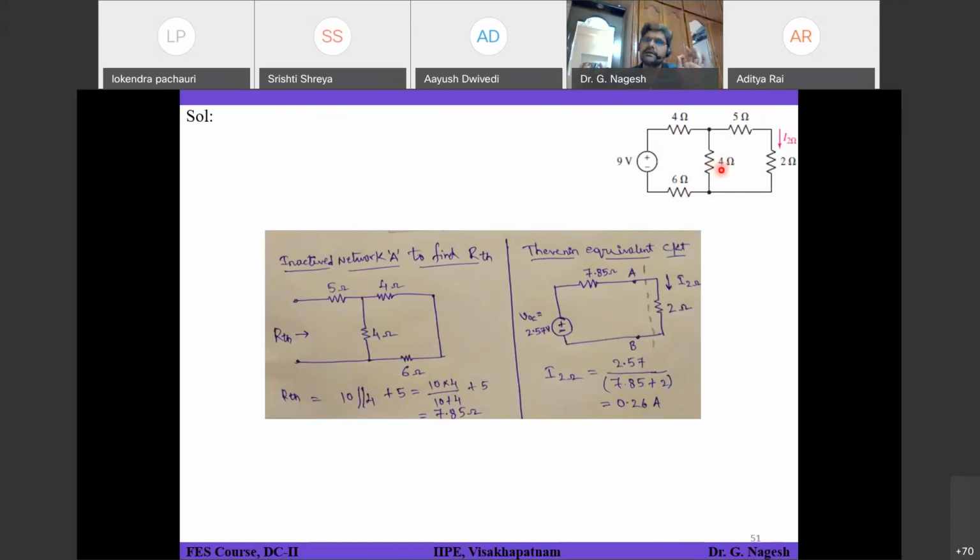Then you have to find the voltage across these two terminals, VOC. That will be your VTH. And you have to find the equivalent resistance, that means 10 in parallel with 7 maybe. That will be your Thevenin's equivalent resistance. Now you connect both of them back, then you will get the Thevenin's equivalent circuit. Then you connect the 4 ohms back and find the current flowing through it.